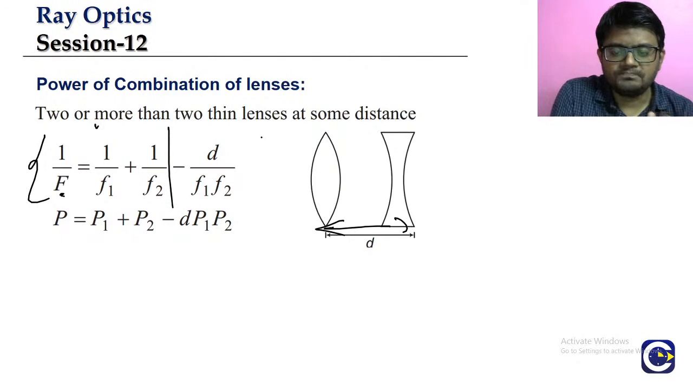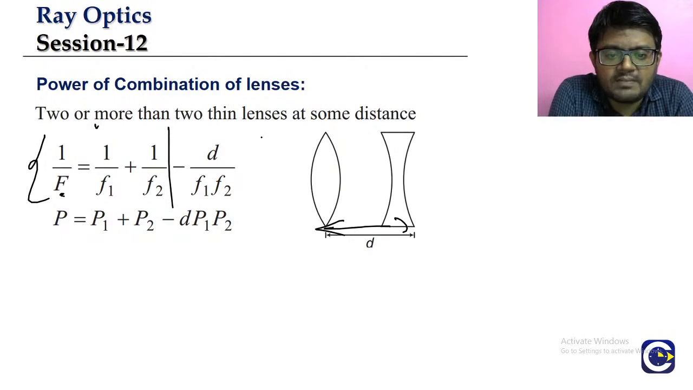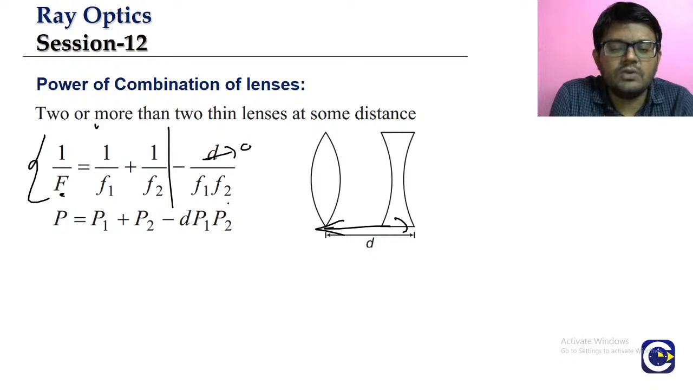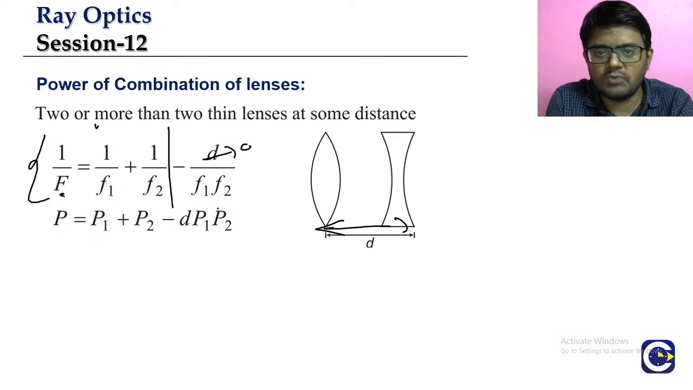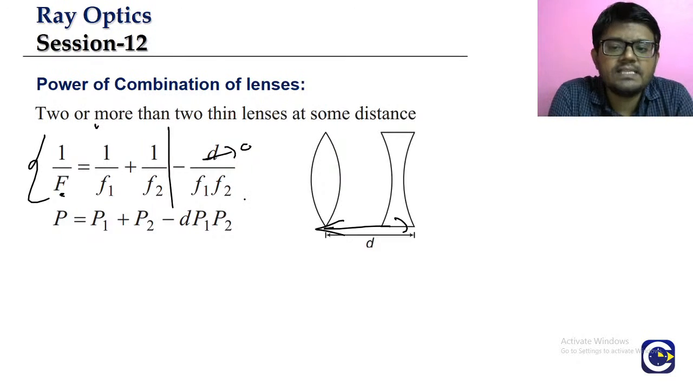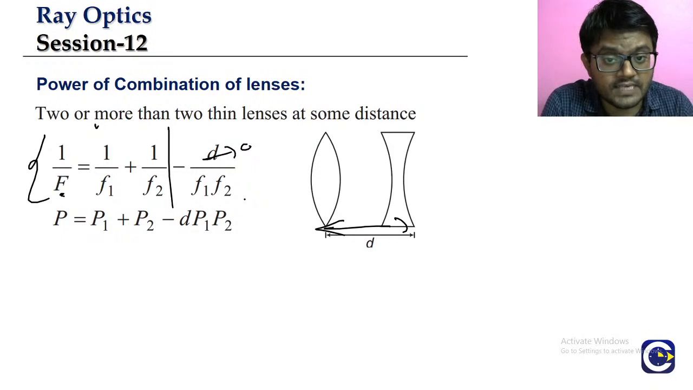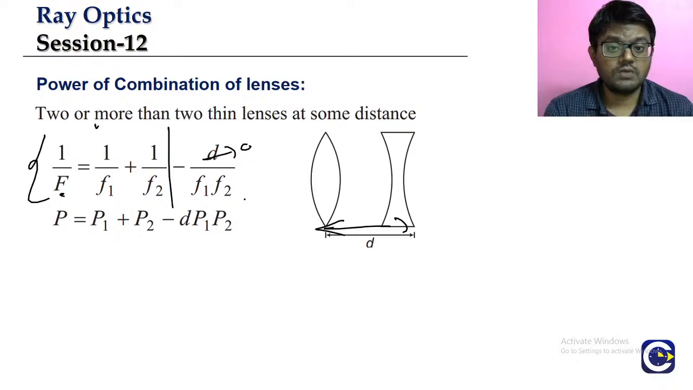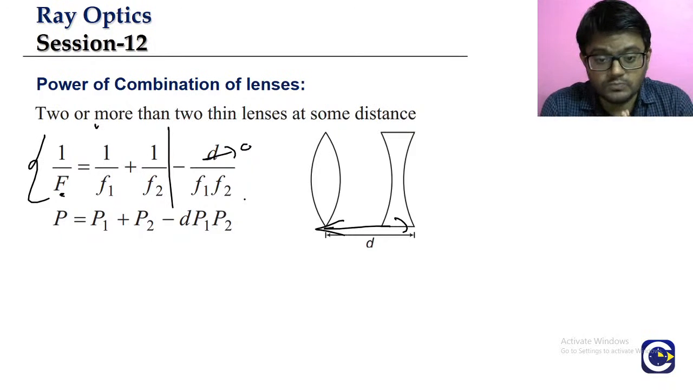So look at this now. If we are keeping them together, the d will simply become 0, and then we get back the same original formula. If we are having some distance, then the effective focal length is given by 1 by f is equal to 1 by f1 plus 1 by f2 minus d by f1 f2.